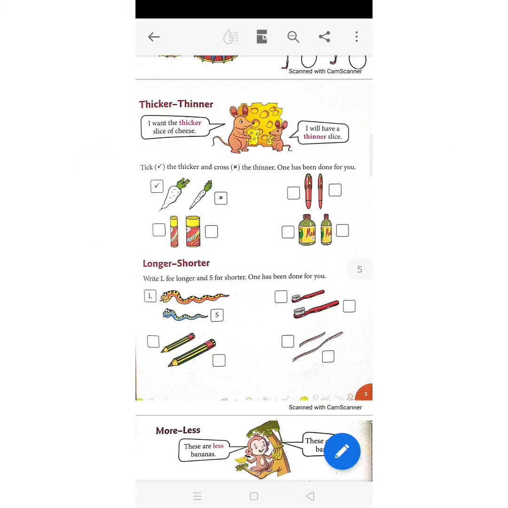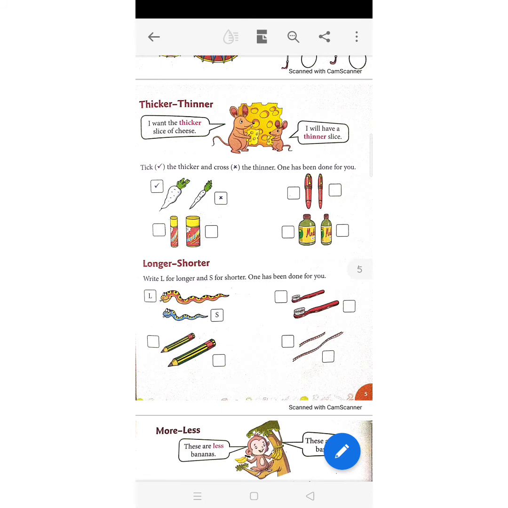Thicker and thinner. Objects can be thick or thin. If one object is plumper or has more depth, then it is called thicker. And if an object is delicate or has less depth, then it is called thinner.